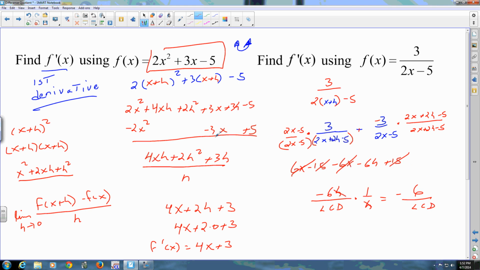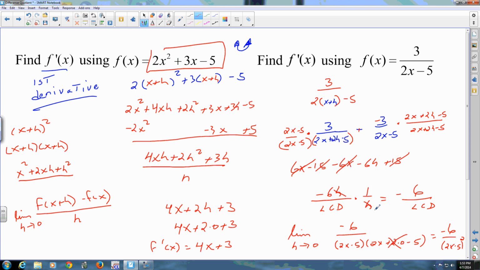Now what's left is I have to take the limit as h goes to 0 of negative 6 over, so if this is my LCD, 2x minus 5 times, I'm going to let h go to 0, 2x plus 2 times 0 minus 5. This washes out, and notice I have 2x minus 5 times 2x minus 5. So my limit is negative 6 over 2x minus 5 squared. That's my derivative. That's what this is called.